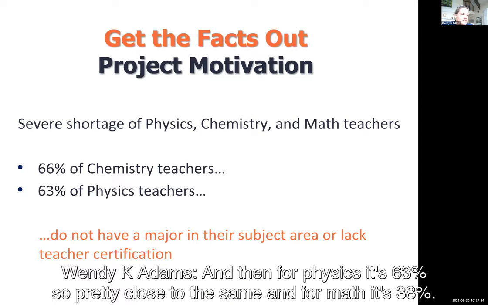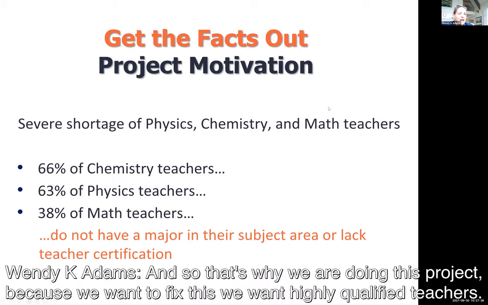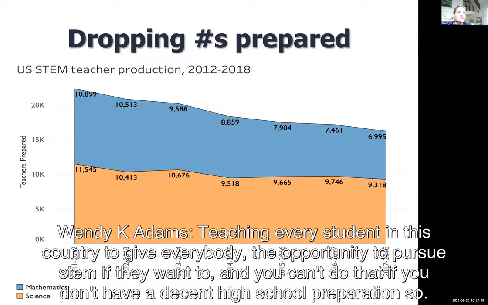So pretty close to the same. And for math, it's 38%. So math doesn't look quite as bad here, but that still means almost half of math teachers do not have a major in math or they lack certification. And so that's why we are doing this project, because we want to fix this. We want highly qualified teachers teaching every student in this country to give everybody the opportunity to pursue STEM if they want to. And you can't do that if you don't have a decent high school preparation.